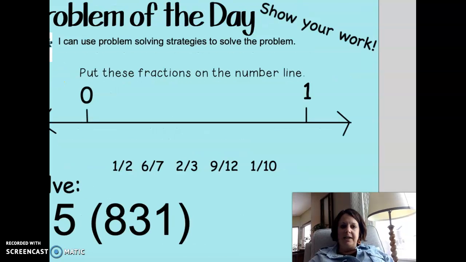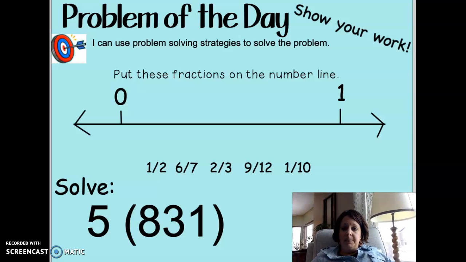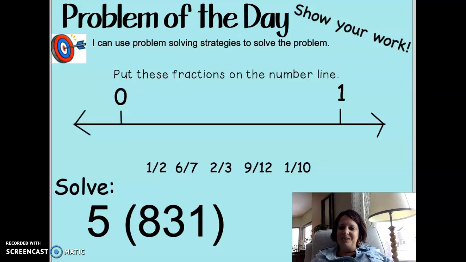Here's our problem of the day today. There we go. So we are going to put the fractions on the number line between 0 and 1, and we're also going to solve 5 times 831. You could do repeated addition, or you could use the grid method for solving this multiplication equation. Okay, you've got both to do. Please pause me and then begin solving.